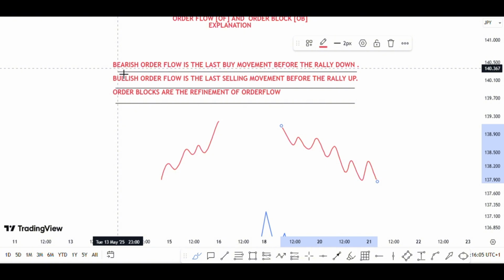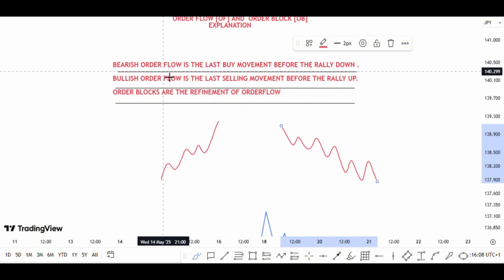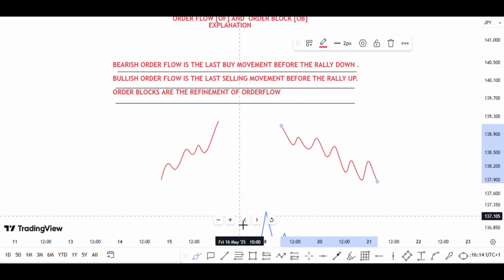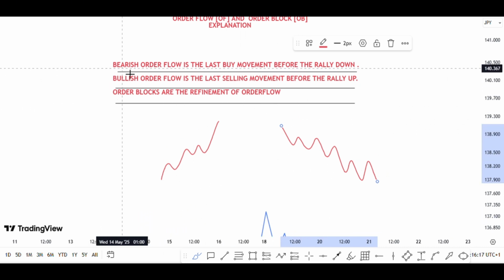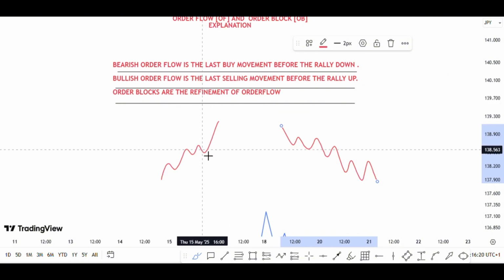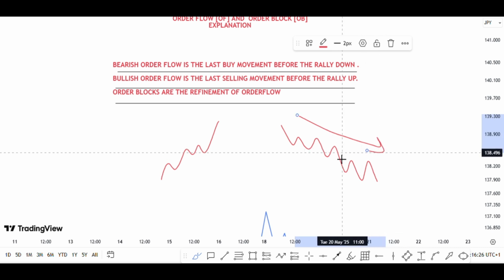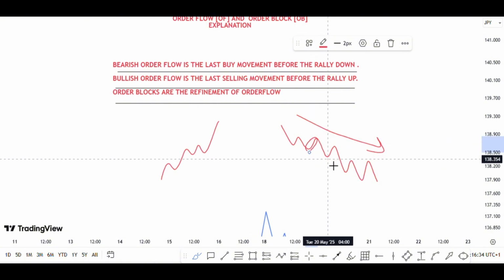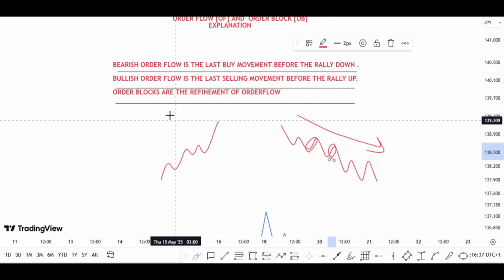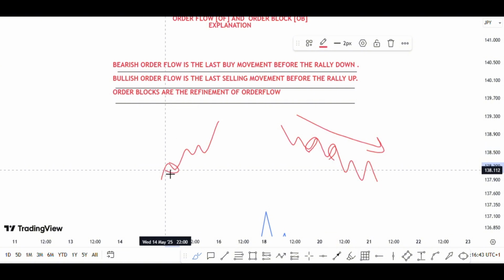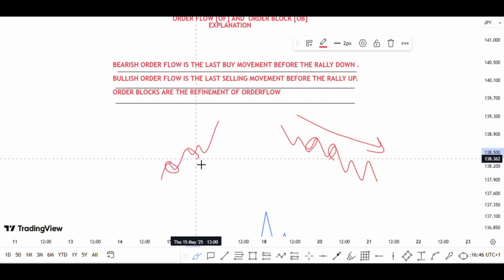As I said here, when the market is bearish, order flow is the last buying momentum before the market rallies down. In a nutshell, when we are talking about bearish order flow, it is the last buying momentum in a bearish movement like this. That's where we find bearish order flow, the last buying momentum before the rally move down. The bullish order flow is the last selling momentum or movement before the market moves up.